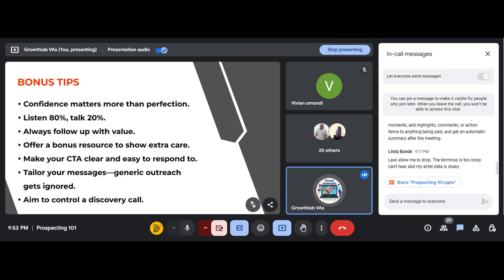Confidence matters a lot, and there's someone I don't remember well who said a confident starter or beginner can get more jobs than a nervous expert. And that's so true, because if you're not confident when talking to your client, then there's a high probability that you lose them. Listen 80% of the time, talk 20%.